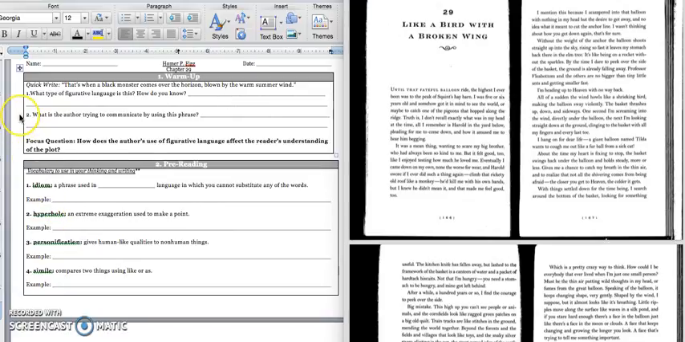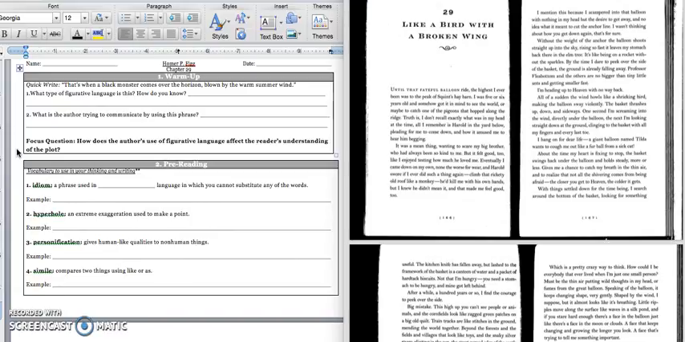Press pause to write down your answer and play when you're ready for number 2. What is the author trying to communicate? The author is trying to communicate that the hot air balloon looks very scary. Silently write down your answer, and then we have our focus question for today. How does the author's use of figurative language affect the reader's understanding of the plot?